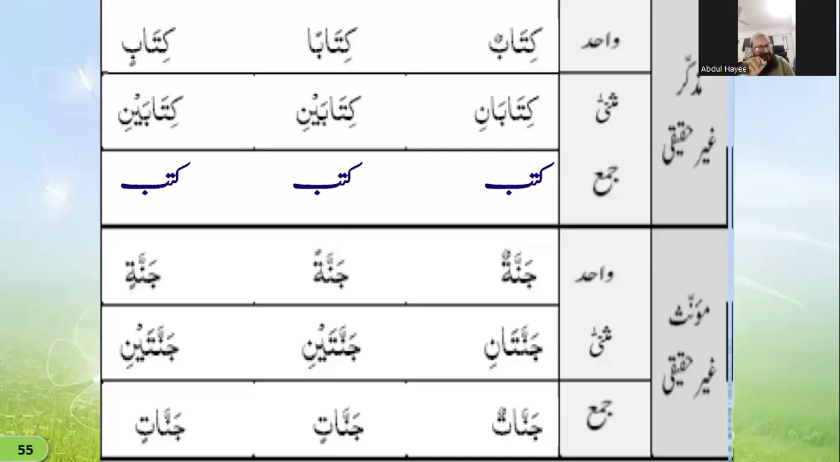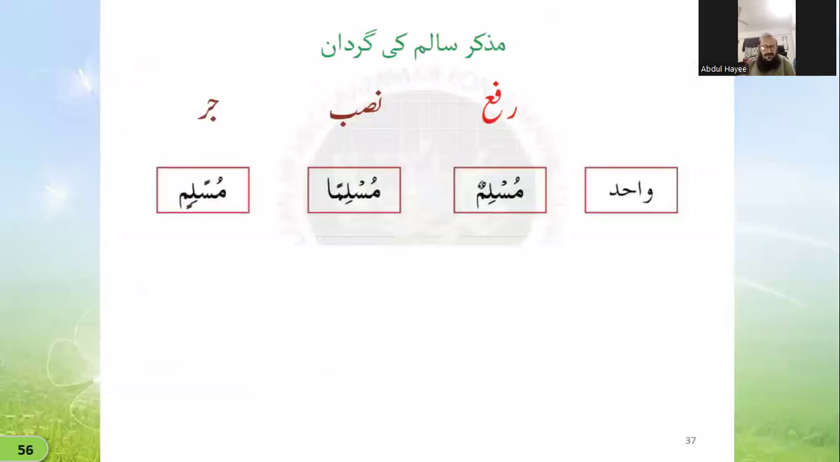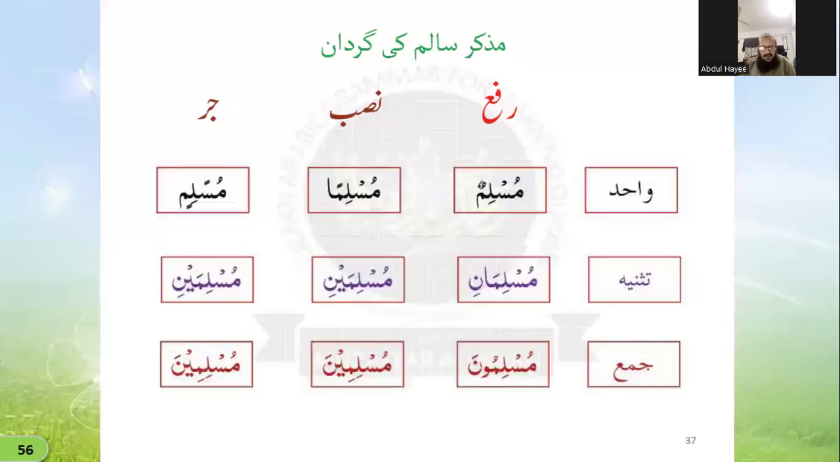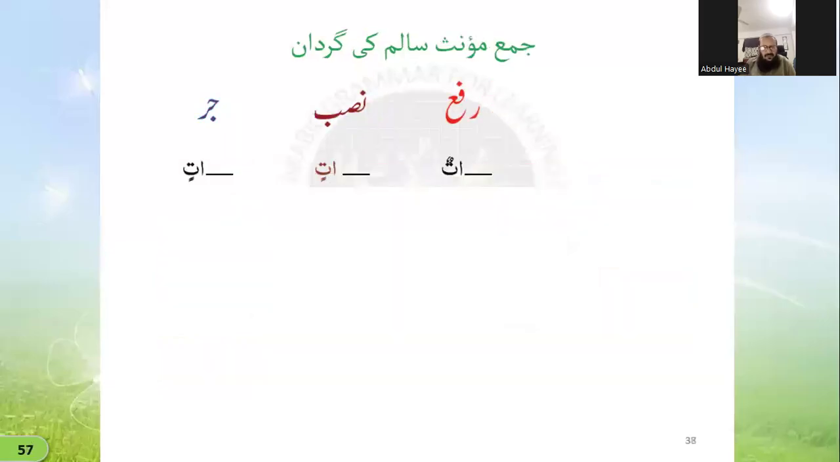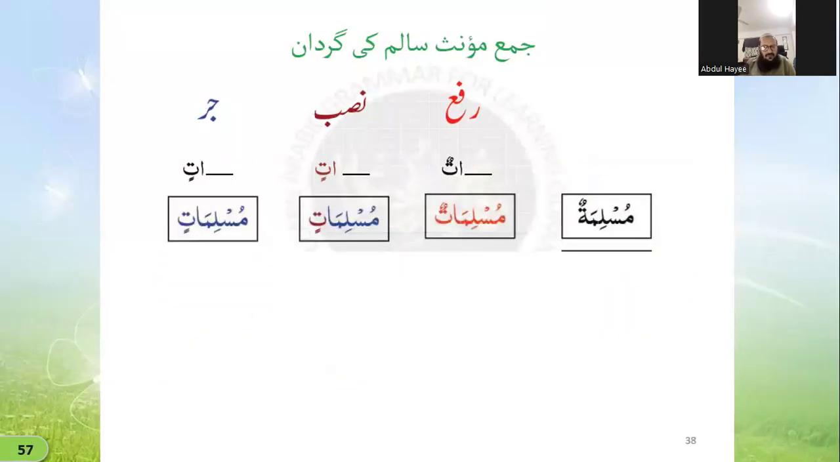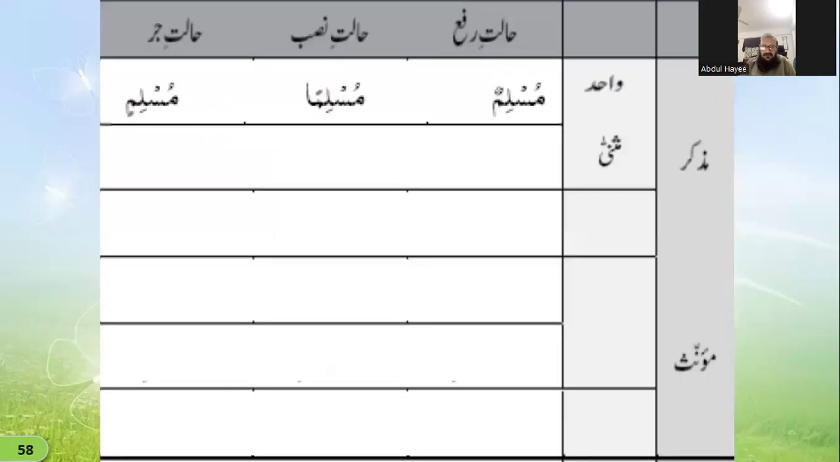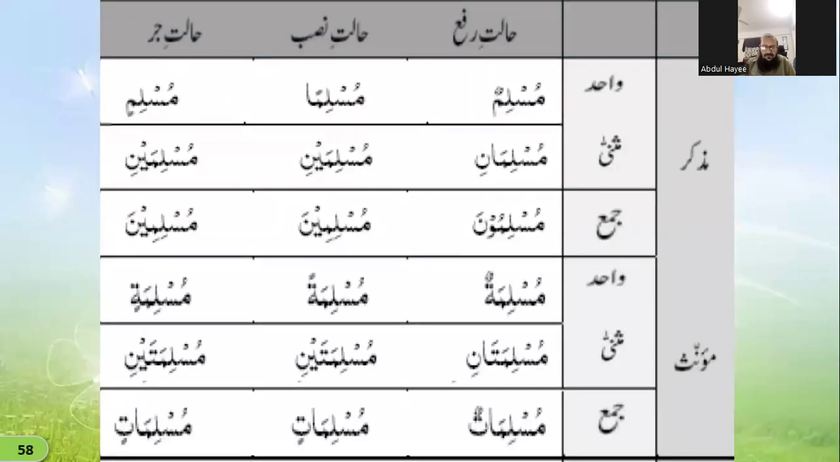The mudaf can use any form. If you are aware, you can easily pick that form. That is the beauty of this drill. If you go through this once, just like Muslimun, Musliman, Muslimin, Muslimani, Muslimuna, Muslimina, Muslimatun, Muslimatin, Najaratin, and so on, then you have gone through all of this.